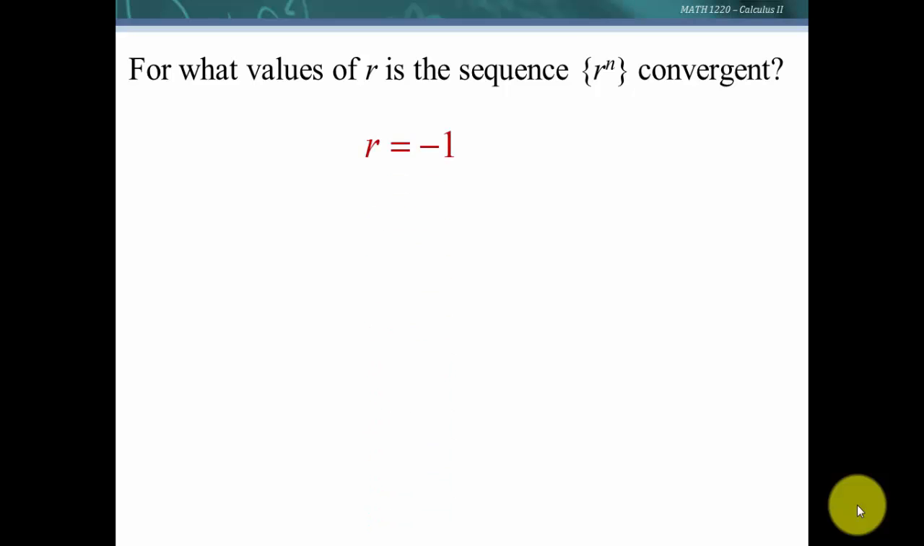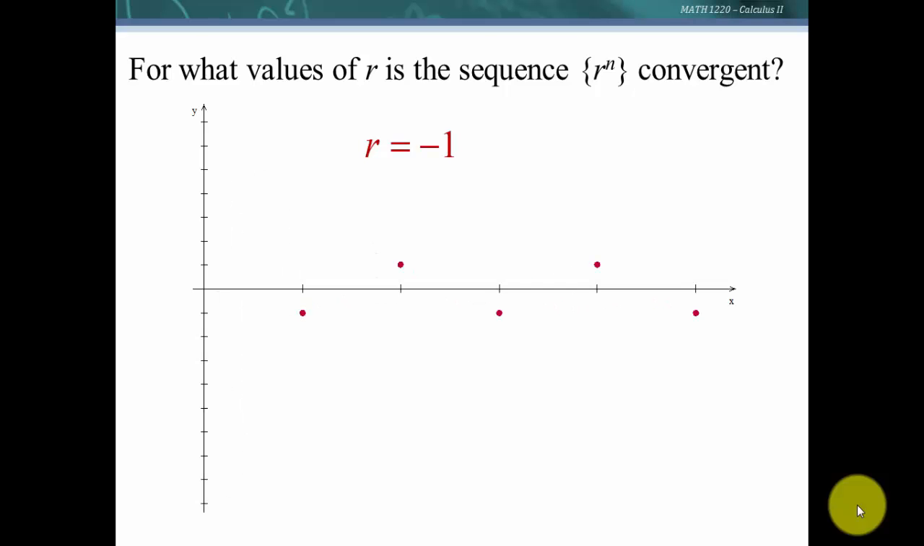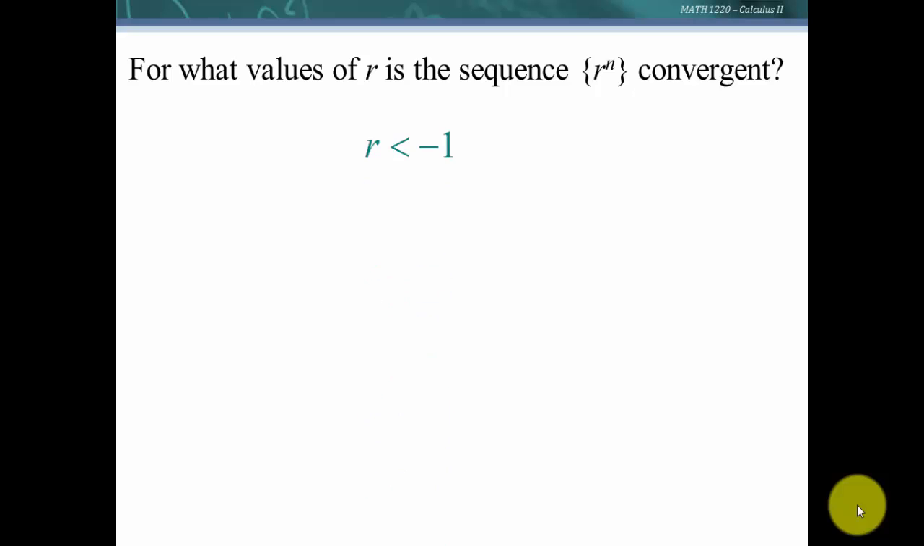What if the r equaled -1? Well, for each odd integer we put in, we're going to get -1. For each even integer we put in, -1 to the even power is going to be +1. So this is going to jump between -1, 1, -1, 1. So this is divergent because it is alternating there. It is not converging to a number.